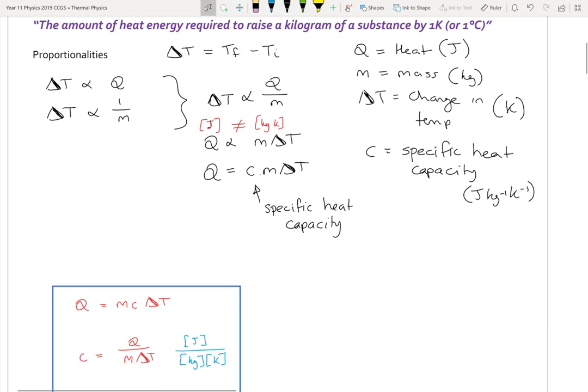If we go back to our definition that I've placed up in purple at the top, essentially if we set M to 1 and delta T to 1 in this equation at the bottom, then Q just equals C, if you've got 1 kilogram and 1 Kelvin. So it makes sense that the definition is the heat energy required to raise a kilogram of a substance by 1 Kelvin, or 1 degree Celsius, because the scale steps of both those temperature scales are the same.